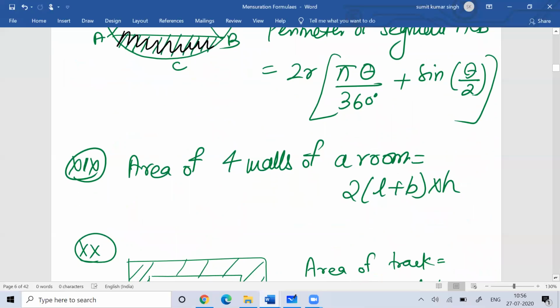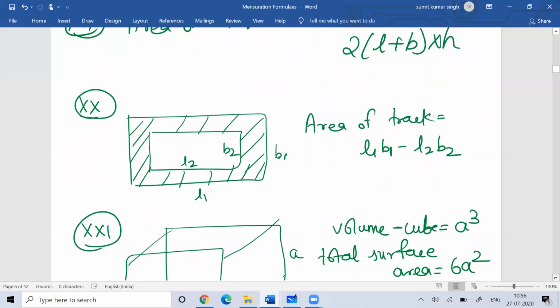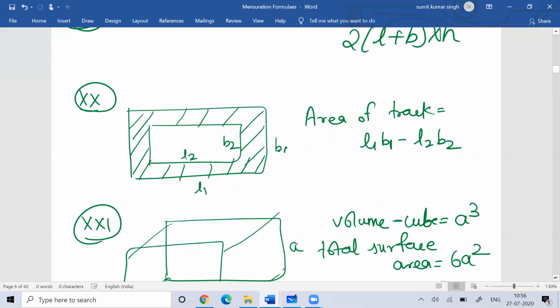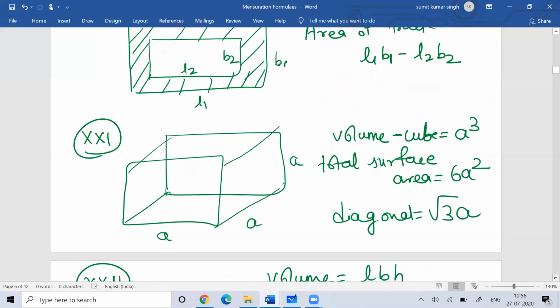Fine. Then if you talk about a room, a room is in the form of a cuboid. So then I talk about the area of 4 walls of the room. That is 2 into L plus B into H. That is an important consideration whenever we talk about this area. We do not include the floor area, because whenever you do painting, you do painting on the walls, not on the base area. That's why that is not included.